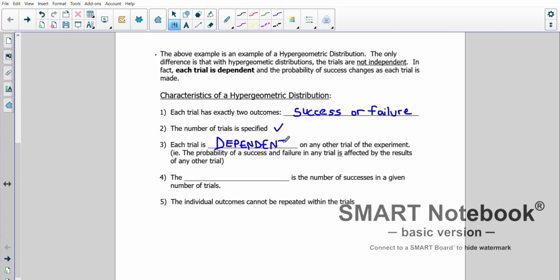Alright, so the random variable x then, as for any probability distribution, will be the number of successes.